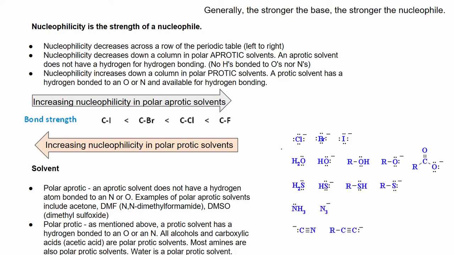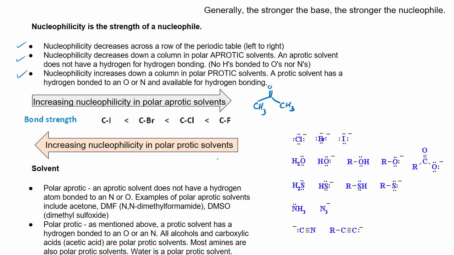So you'll have to keep these points in mind, that nucleophilicity decreases across a row from left to right, decreasing the nucleophilicity in a polar aprotic solvent. Well, what does that mean? Well, an aprotic solvent is something that does not have a proton to donate. So something like acetone is a polar aprotic solvent. Now, in a polar protic solvent, the nucleophilicity goes the opposite way. And we'll get into why that is in the next slide.